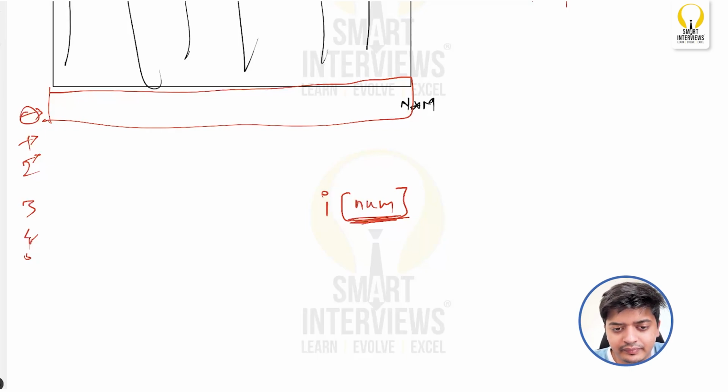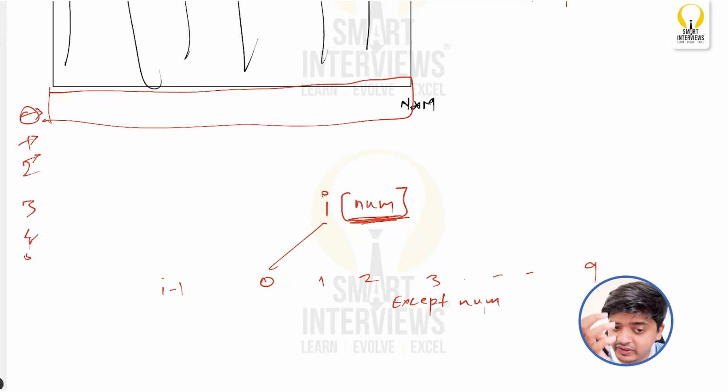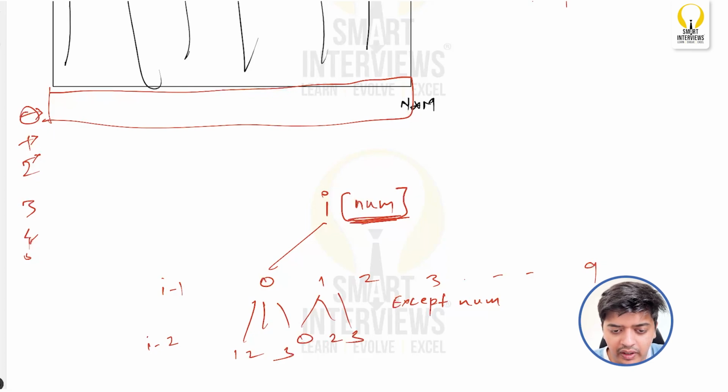So to do that, if I'm doing this for the ith column, for the I minus 1 column, I can fill it with 0, 1, 2, 3, all the numbers except num. The previous column can be filled with all the values except num. Similarly for I minus 2, all these can be filled with all the numbers except 1 here, and all the numbers here again, except 2, and so on.